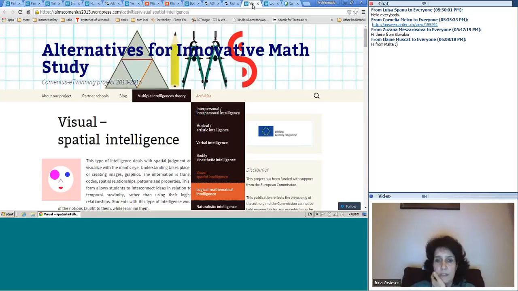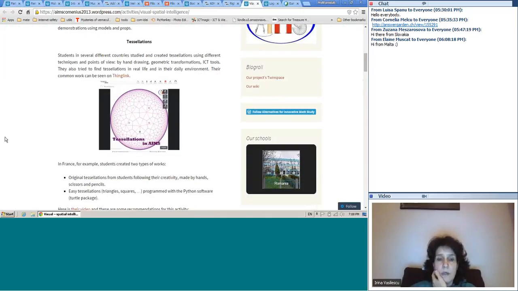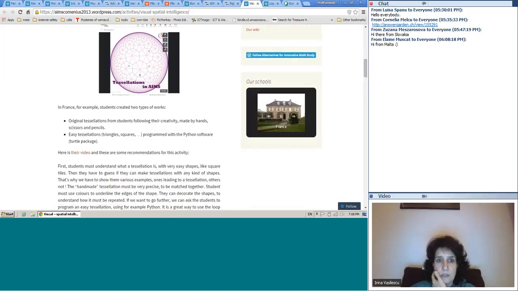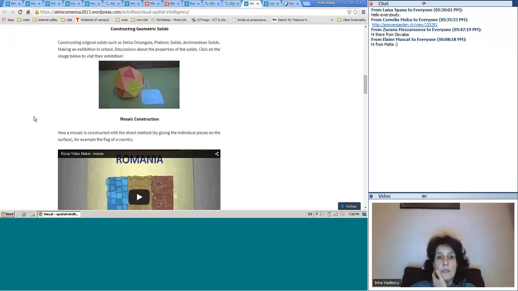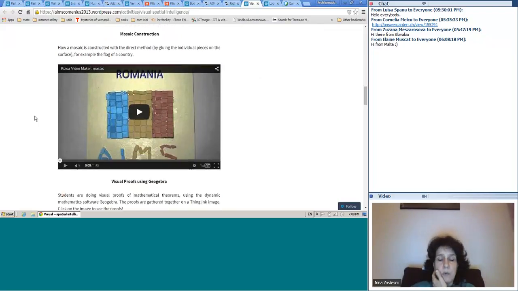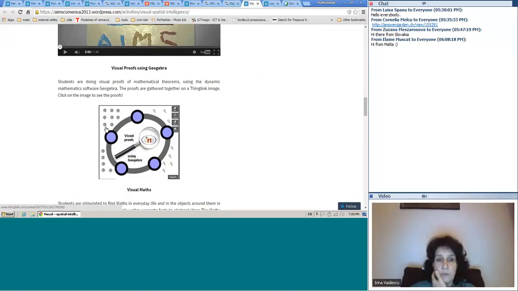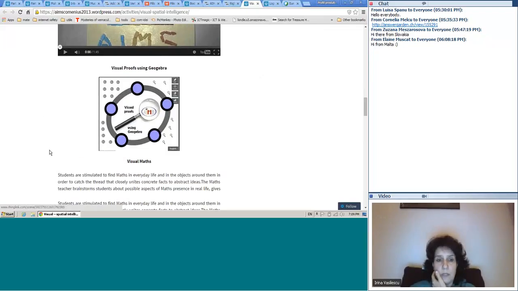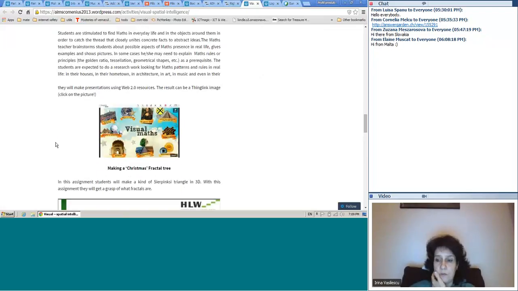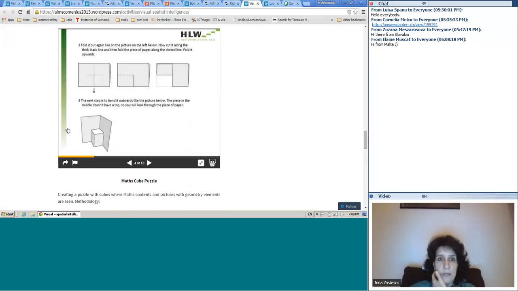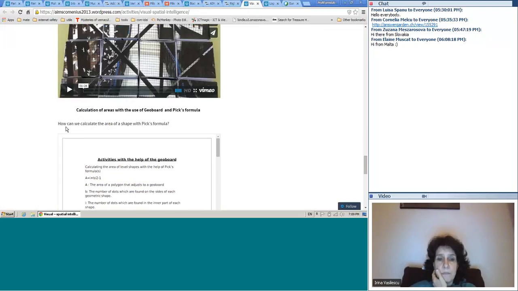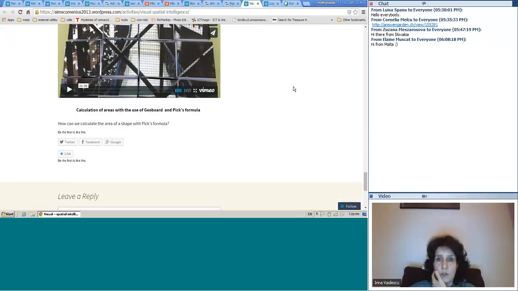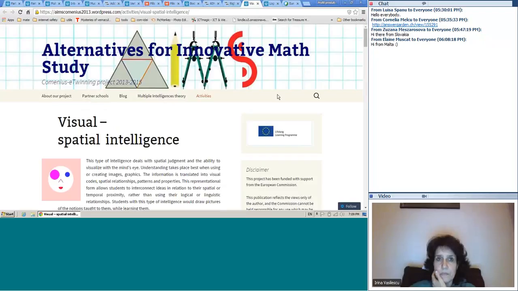Then there is the visual part. We created tessellations. There is also a thing-link interface with tessellations. Some of them were created online. Some of them were created actually by drawing. We created visual proofs using GeoGebra. A lot of theorems proved in a visual way. Puzzles, activities using the geoboard, and so on.